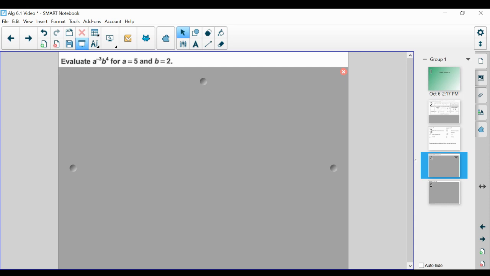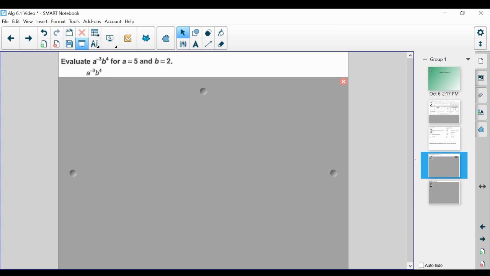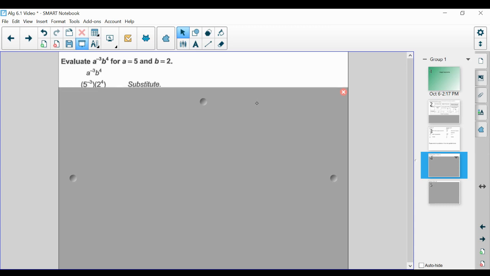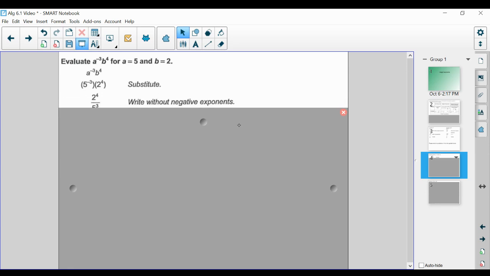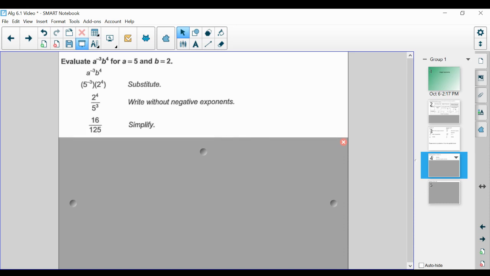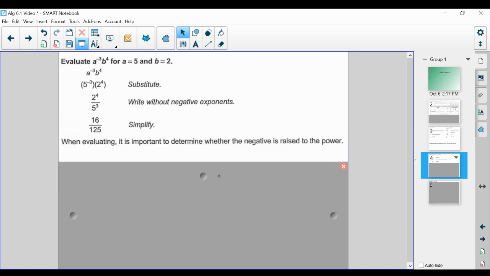All right, kiddos. So let's evaluate a to the negative 3rd times b to the 4th when a is equal to 5 and b is equal to 2. What we are going to do is substitute these values in first. So a becomes 5 and b becomes 2. From here, we can write without the use of negative exponents because 5 to the negative 3rd is a negative exponent. We'd have 2 to the 4th divided by 5 to the 3rd. And now we can simplify this down and we get 16 divided by 125, and we cannot simplify that down, so that is going to be the answer.